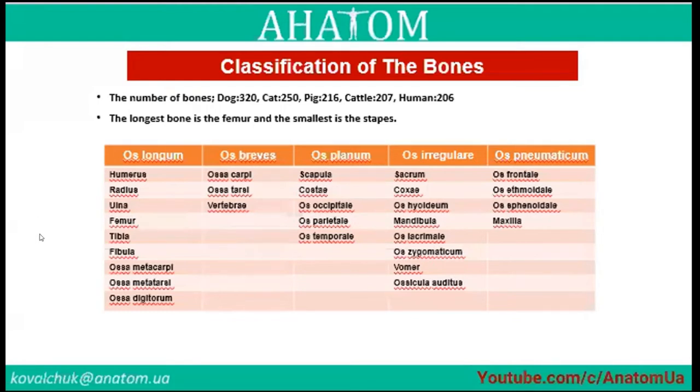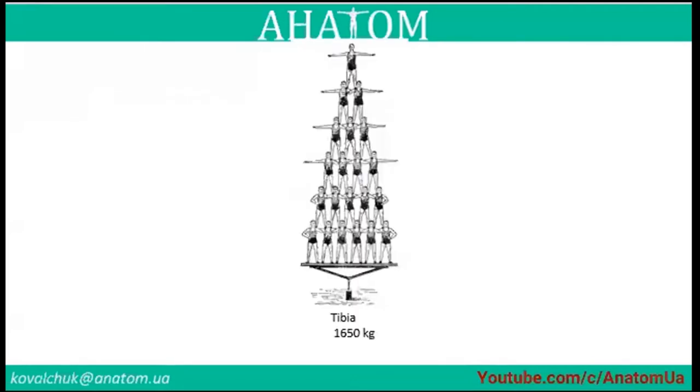There is a totally different number of bones in different animals. For example, in a dog 320, cat 250, pig 216, and in a human 206. Different bones in different regions have different functions. In a pig, for example, here are highlighted the femur and tibia.